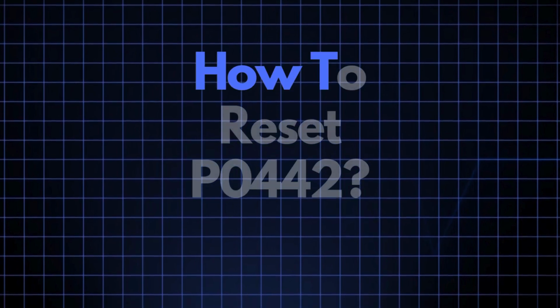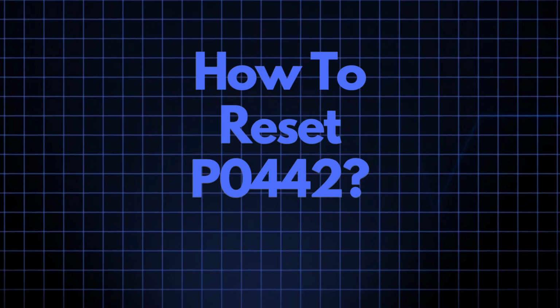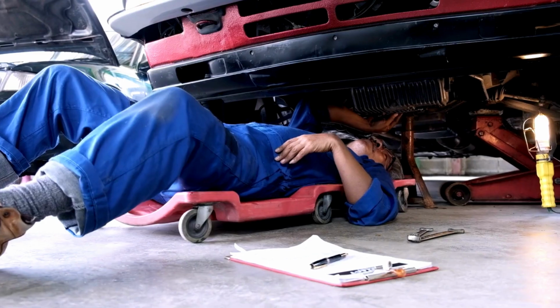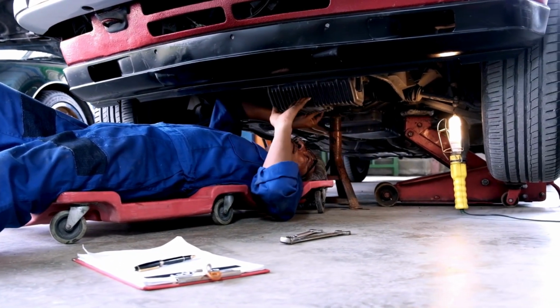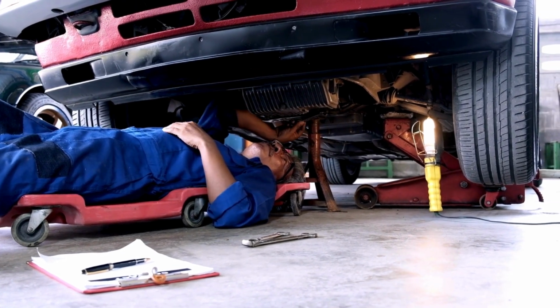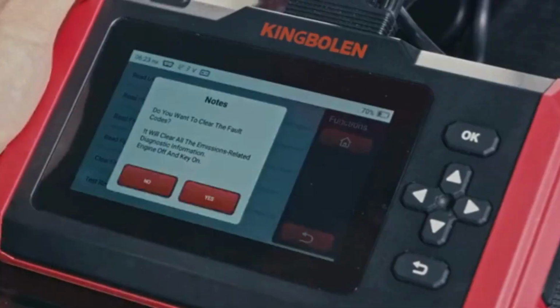Now that we understand what P0442 means and how it gets triggered, let's cover how to reset it. Sometimes error codes like P0442 appear due to recent maintenance or temporary glitches, and they may clear up after an OBD2 reset. To do this, you'll need an OBD2 scanner.